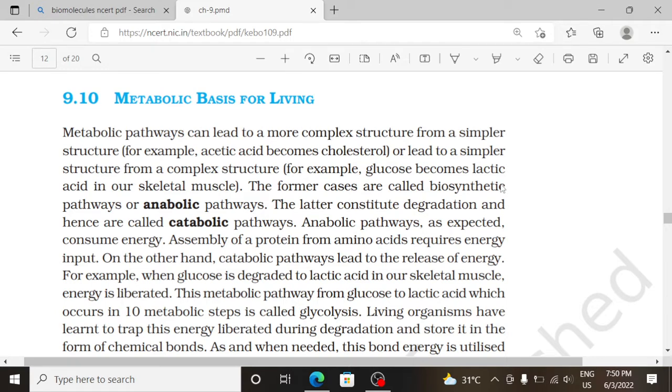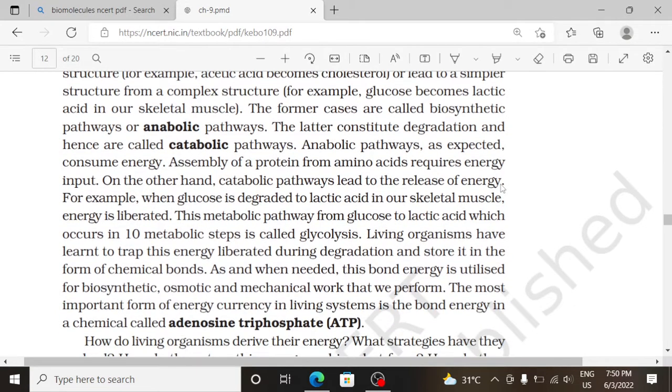For example, glucose becomes lactic acid in our skeletal muscle. The former cases are called biosynthetic pathways or anabolic pathways. The latter constitute degradation and hence are called catabolic pathways.